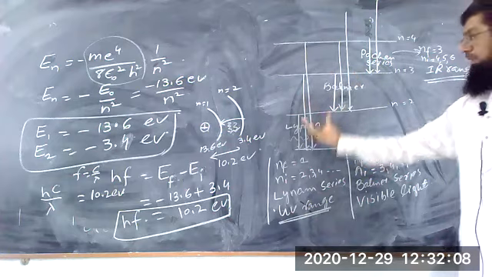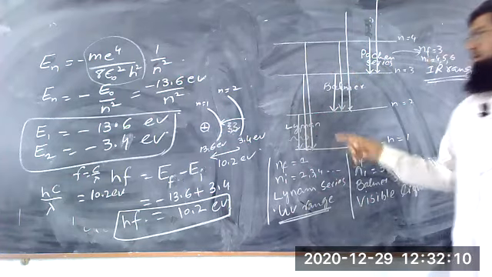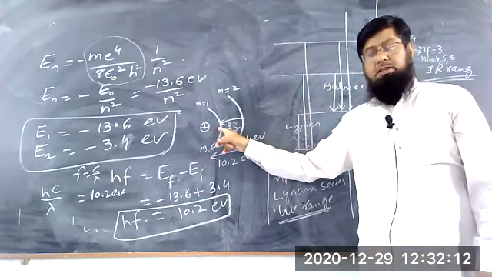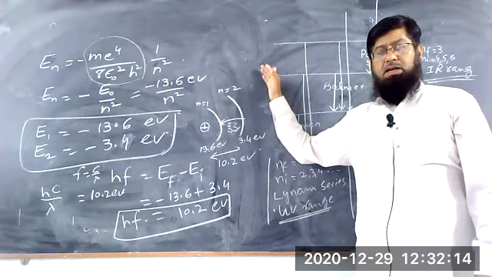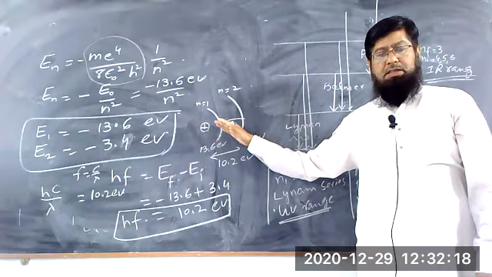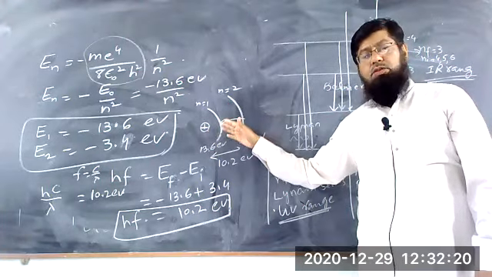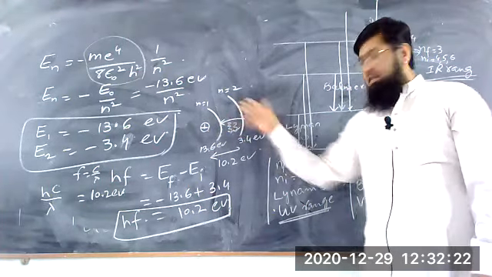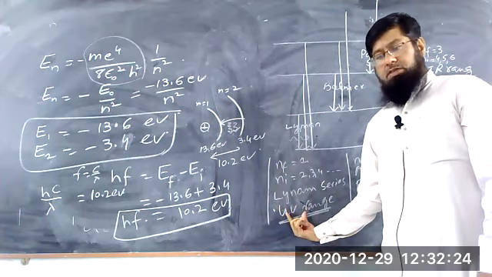It means if the electron jumps into n equal to 1 from any of the higher levels, this gives you the series which we call the Lyman series, and this Lyman series has photon energy in the range of ultraviolet radiation.